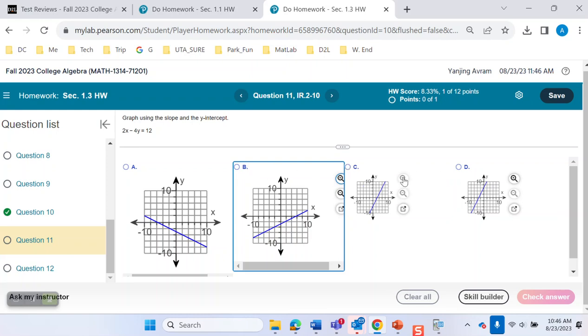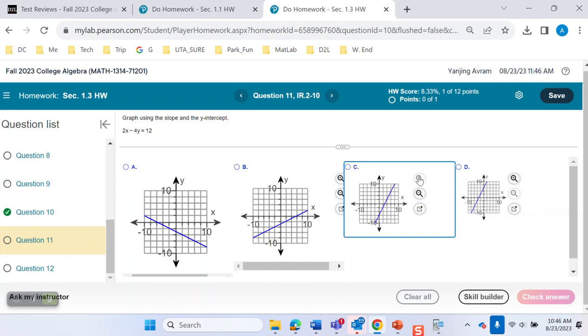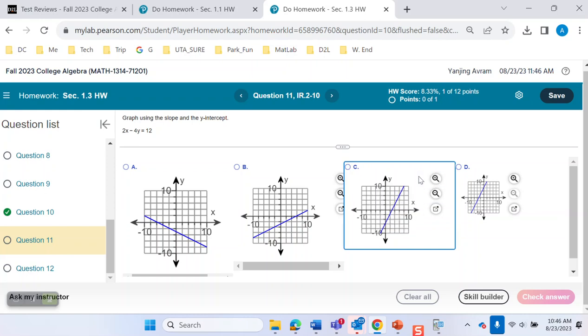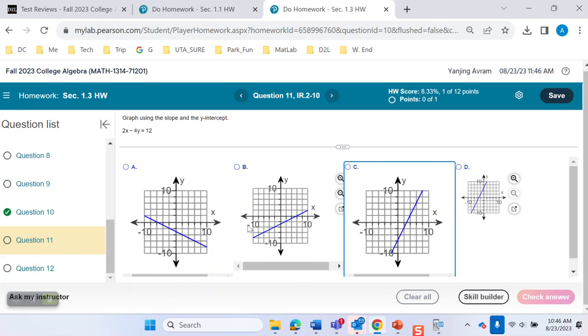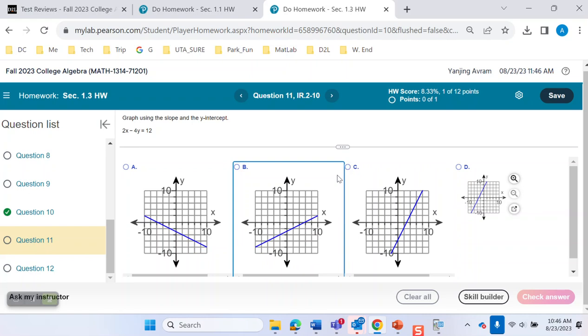So the only possible answer would be what? B or C, is that right? Yeah, I think it's B. Okay, why is it B? You can check because it shows where the x and y intersect. Look at this one right here. The unit here is 10. Is that right? So the unit here is 10.